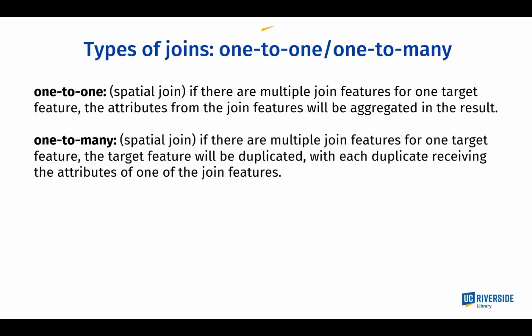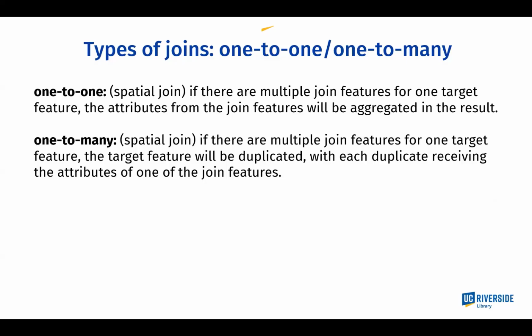And then you might also see mention of one-to-one versus one-to-many, and both of these, in this context, apply to spatial joins. If you have a one-to-one join, that means you have multiple join features for one target feature, and that's the case we had with our potholes, multiple potholes for one council district. So in that case, we generated that column that had the count for how many potholes were in that district, but we did not have all the information about every single pothole report, right?